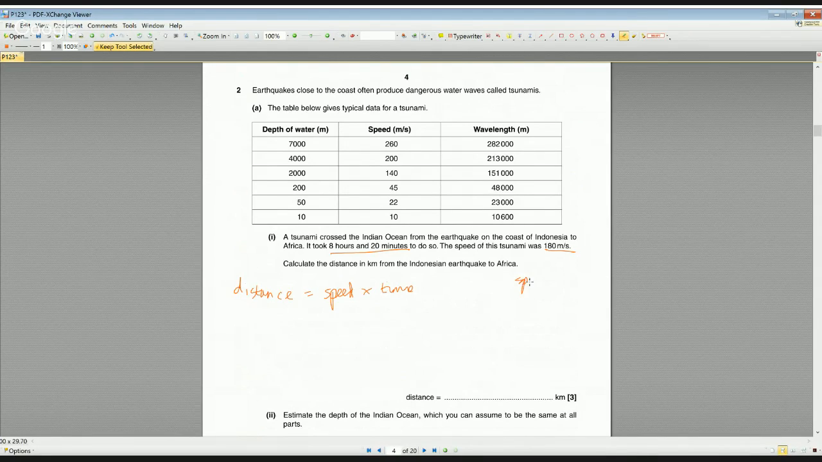We know that the speed is 180 meters per second, and we know that the time is 8 hours and 20 minutes. However, we must be consistent in our units here. The distance must be in meters, the speed in meters per second, and therefore the time needs to be in seconds. So let's get our time into seconds. 8 hours times by 60 to get into minutes, and by 60 again to get into seconds. And to that we need to add 20 minutes, which is 20 times 60 into seconds. And that gives us a time of 30,000 seconds.